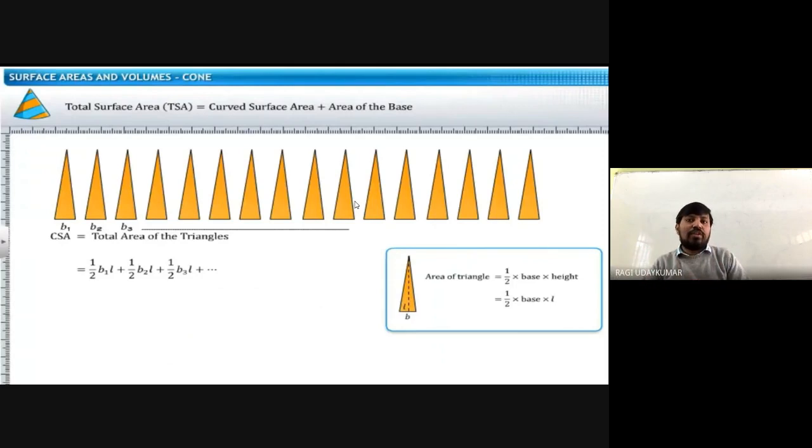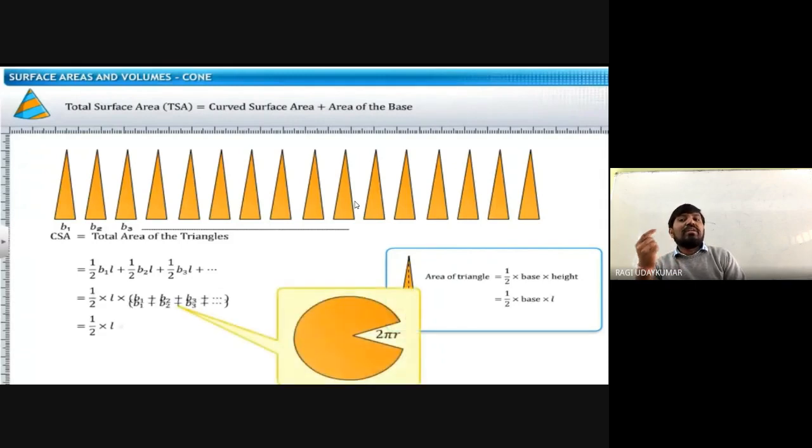So for the triangles, half into B1 into L, half into B2 into L, half into B3 into L. Like that, how many triangles will there be? Infinite number of triangles. So half into L into B1, B2, B3. What do B1, B2, B3 become? It is the circumference of the circle.